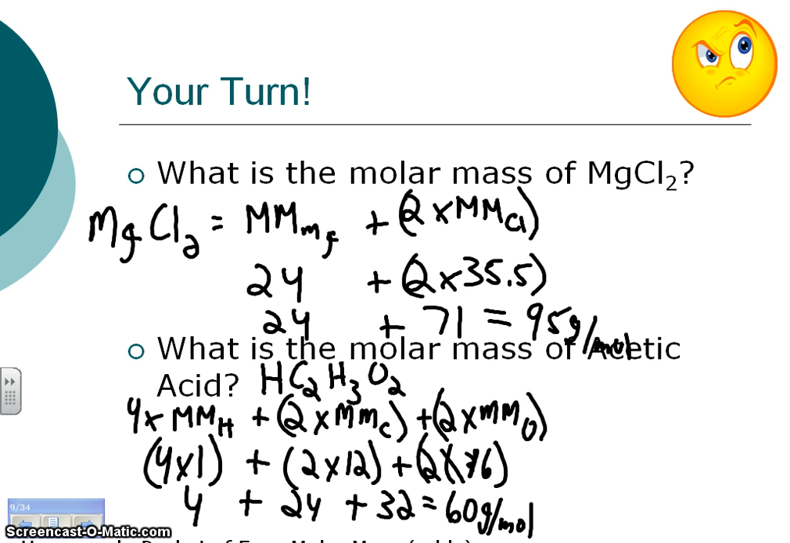Now, one thing that you might see is parentheses. If you find an element or a compound that has parentheses, you're going to use the distributive property. So this means we have 2 phosphoruses and 2 times 4, or 8 oxygens. So you treat that the same way as you would everything else.